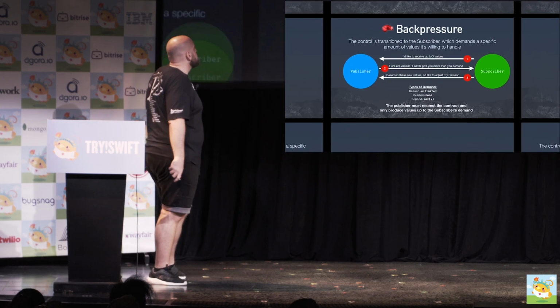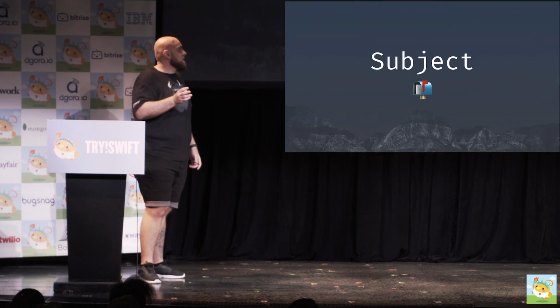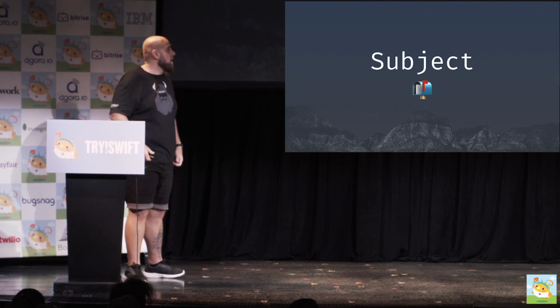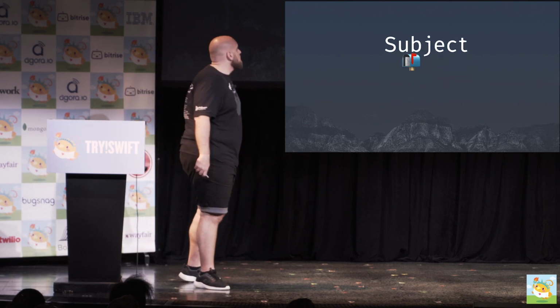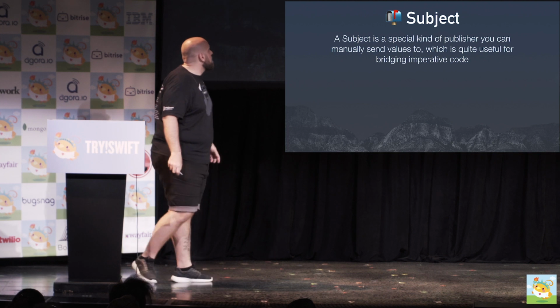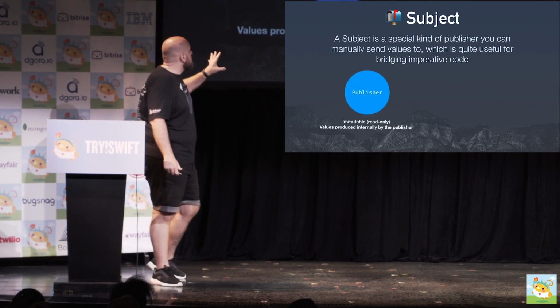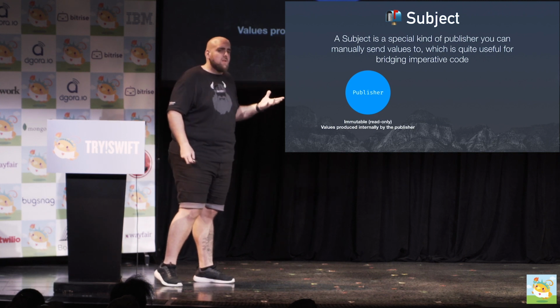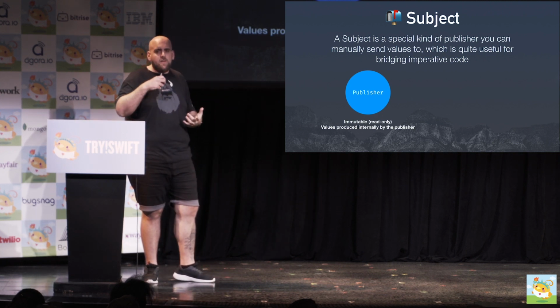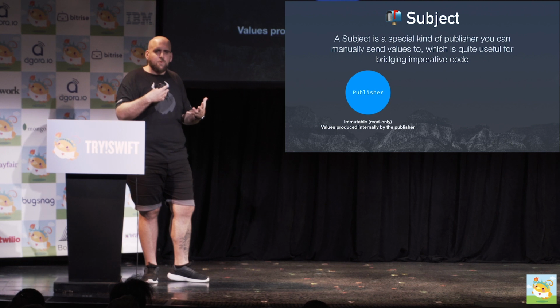Moving on to one last theoretical piece here called the subject. So a subject is a really interesting kind of publisher that you can manually send values to. So up until now, we talked about a publisher. And this one is immutable. And the values are computed internally. You subscribe to it, and you get some values that it produces.